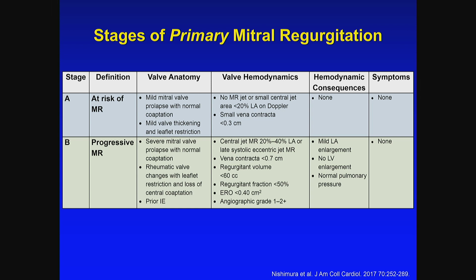Whereas stage B progressive mitral regurgitation patients have more significant structural disease with more prolapse or leaflet thickening, but with a jet of regurgitation that does not meet criteria to be severe. Sometimes, as the valve leak worsens, there can be left atrial enlargement, but the left ventricle remains compensated.